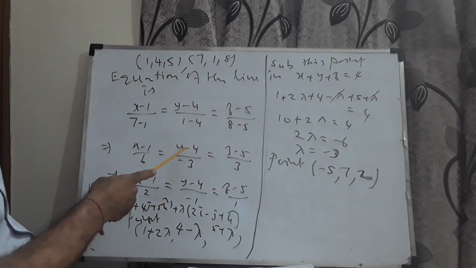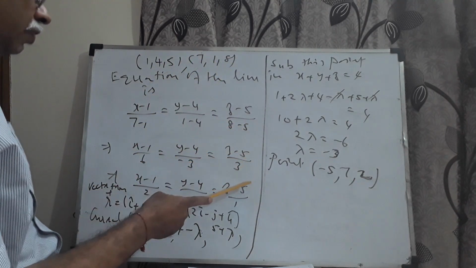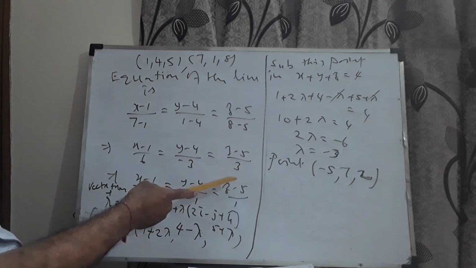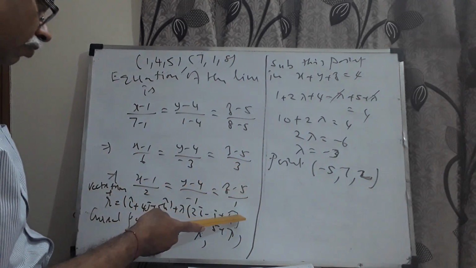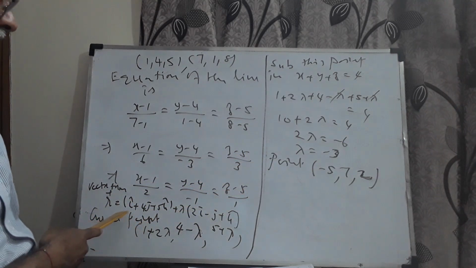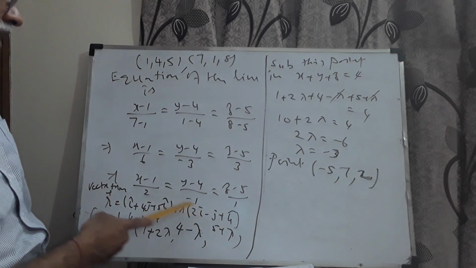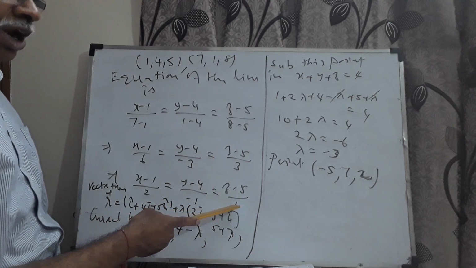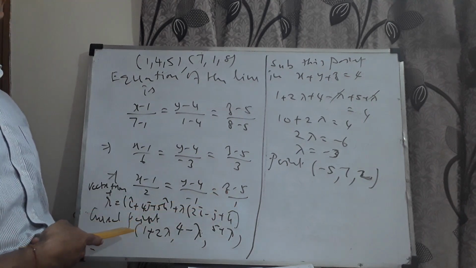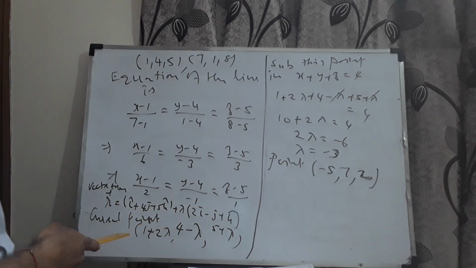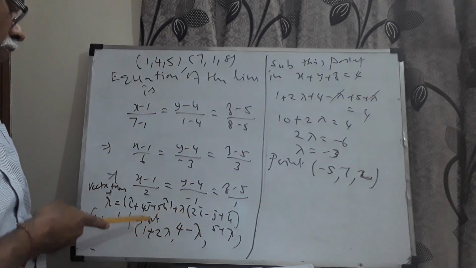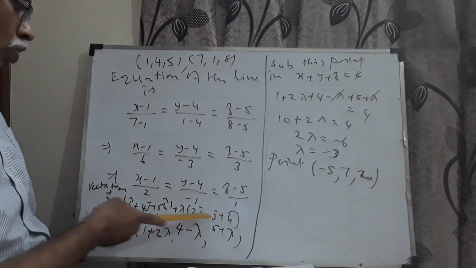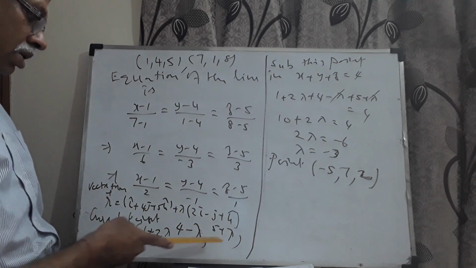(x minus 1) by 6 is equal to (y minus 4) by minus 3 is equal to (z minus 5) by 3. I can divide throughout by 3. Therefore (x minus 1) by 2 is equal to (y minus 4) by minus 1 is (z minus 5) by 1. The vector form is R vector is i plus 4j plus 5k plus lambda times (2i minus j plus k). Better you write that R vector xi plus yj plus zk is the position vector of a general point on the line. I haven't written it anyway. The general point here is 1 plus 2 lambda, 4 minus lambda, 5 plus lambda.